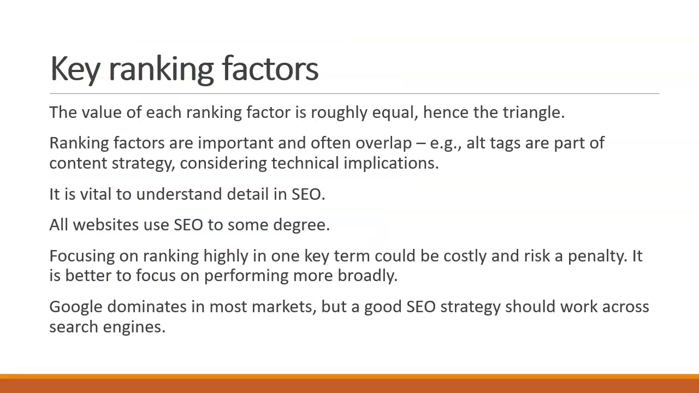So those are some key ranking factors. The value of each ranking is roughly equal. That's why it's a triangle. Many of those ranking factors overlap, like alt tags are part of our content strategy, but they're also part of keyword strategy. So it's very important for us to understand how that search engine optimization is happening. Google does dominate the search engine market, but that doesn't mean that some people aren't using Bing or Yahoo or some of the other search engines that are available on devices.